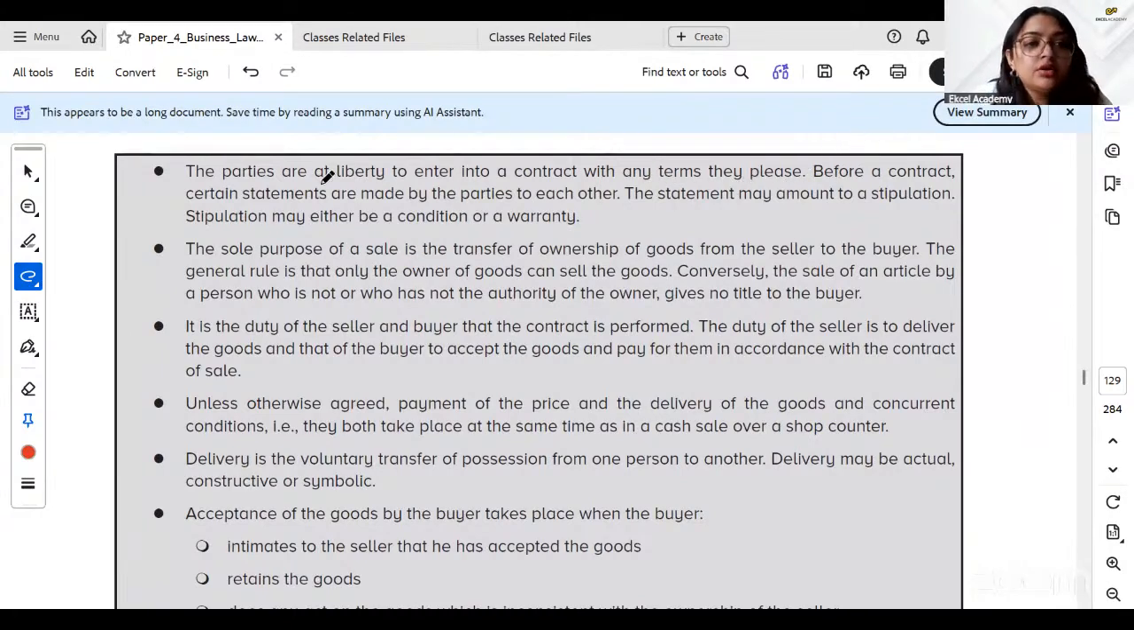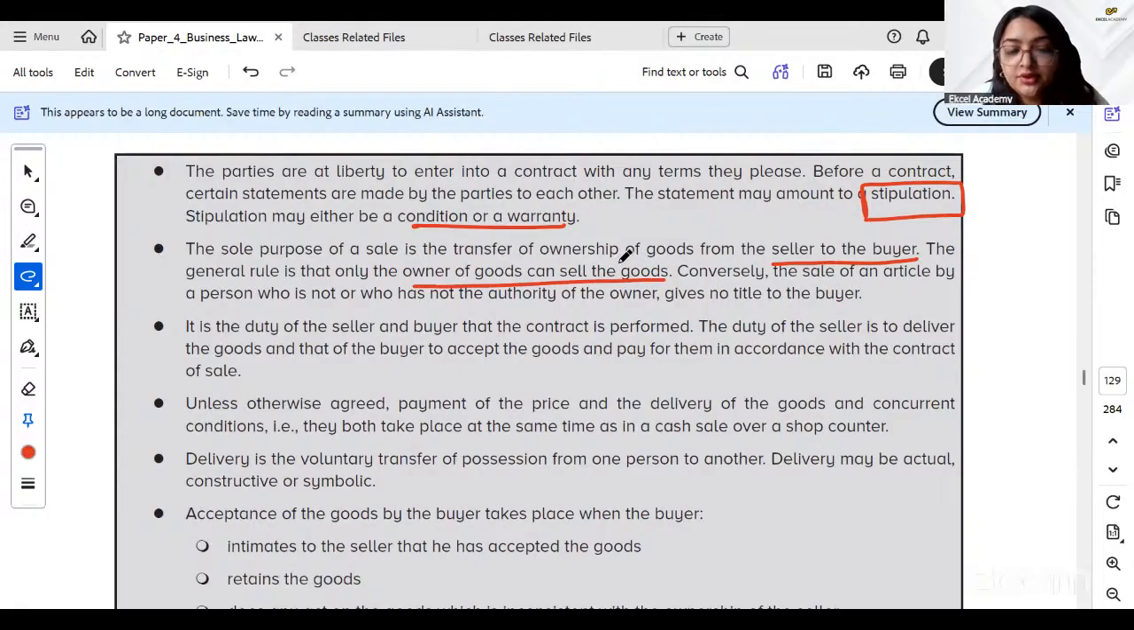Okay. Before a contract, certain statements are made by the parties to each other. That is nothing but your stipulation, wherein you have both condition as well as your warranty. Okay. Condition is something that is the main purpose. Warranty is something which is collateral to the condition. Okay. The sole purpose of a sale is the transfer of ownership of goods from the seller to the buyer. Okay. General rule is the owner can sell the goods.